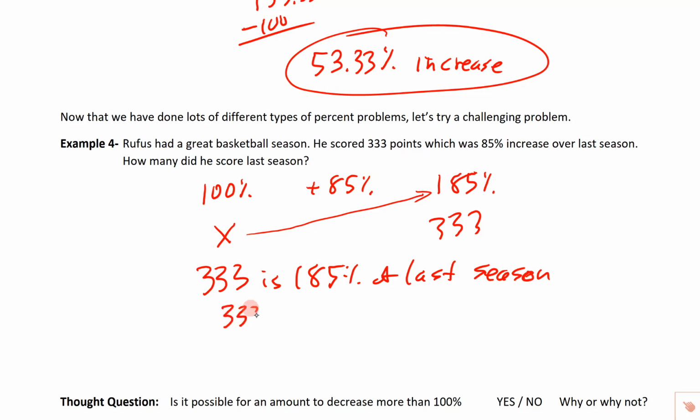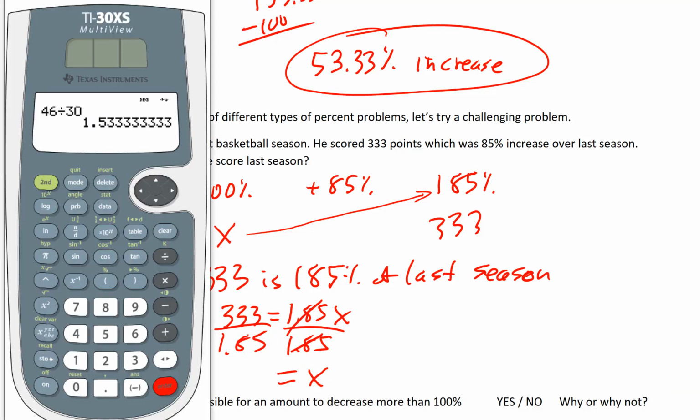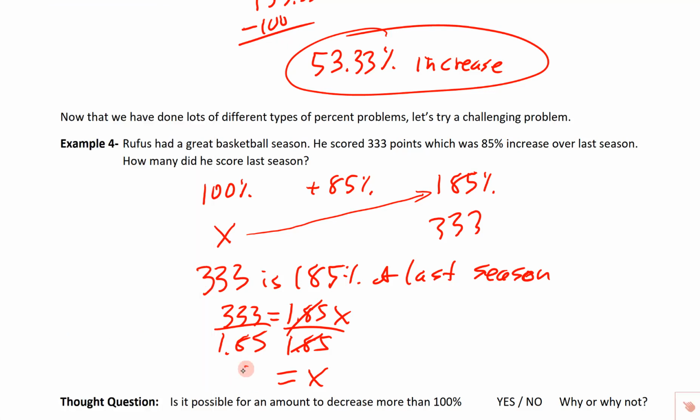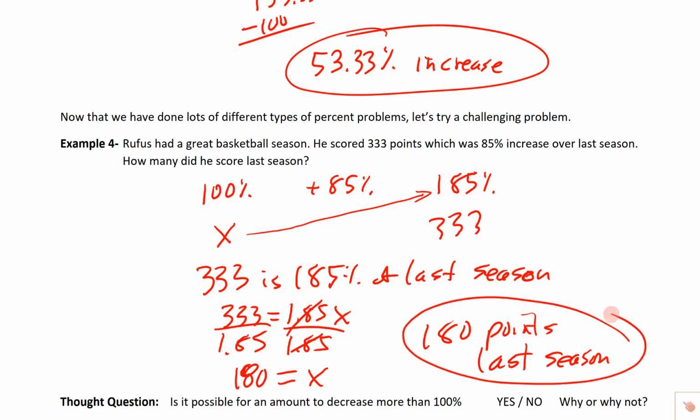So we'll do 333 equals, change that to a decimal, 1.85. Last season, we don't know. We'll use an X to represent that. So we're just going to divide both sides by 1.85. Cancel those off, and so we get X equals, let's check and see what we get. 333 divided by 1.85, and it just so happens it turns out to be 180. So we're going to write 180 points last season. And I'll make sure that looks right. Okay, so there's the answer to that one.